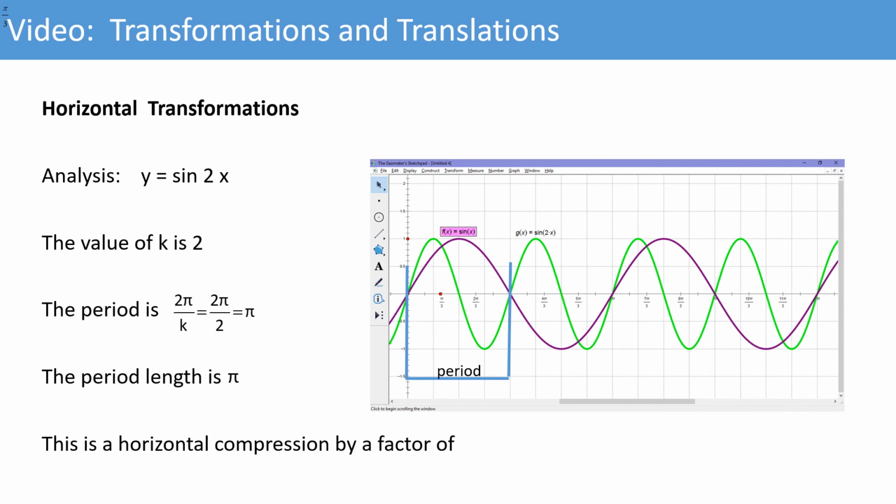This is a horizontal compression by a factor of 1/2. Some people find this a little confusing. If the value of k is 2, you would think it's a stretch. But keep in mind the definition of period. The value of k becomes the denominator, which makes it a compression. Don't be tricked by this.